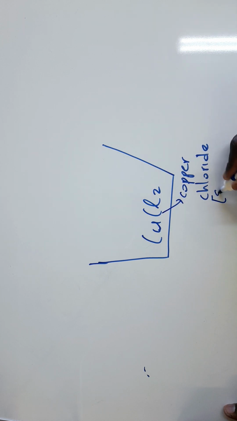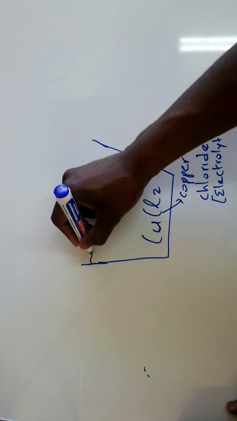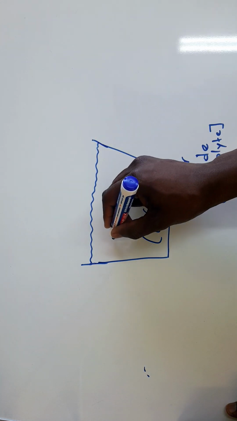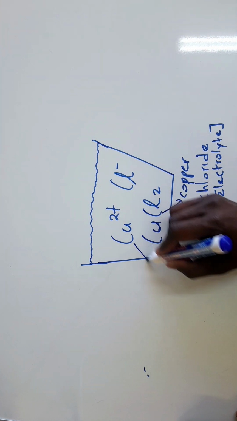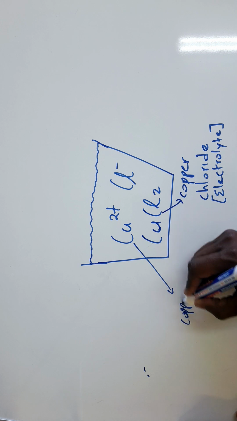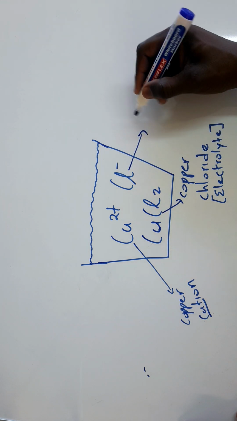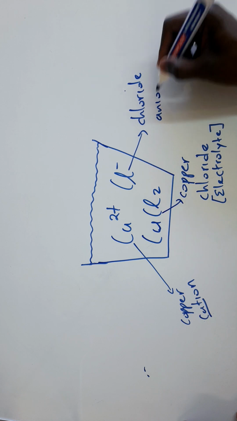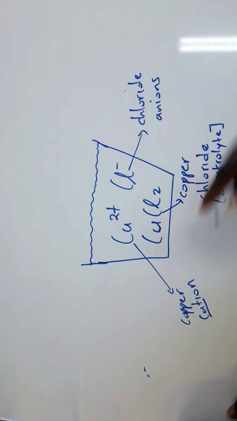Copper chloride is our electrolyte, a solution that conducts electricity by movement of ions. But in order for our copper chloride to conduct electricity, it must be dissolved. When you dissolve it, it breaks into copper cations as well as chloride anions. You get positive ions, copper cations, and negative ions of chlorine, which we call chloride anions. So we break our electrolyte into copper cations as well as chloride anions.